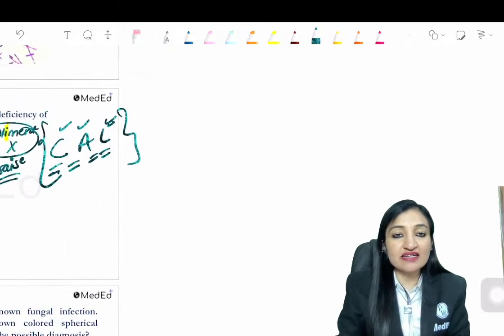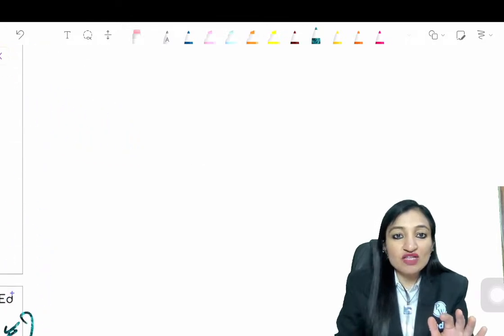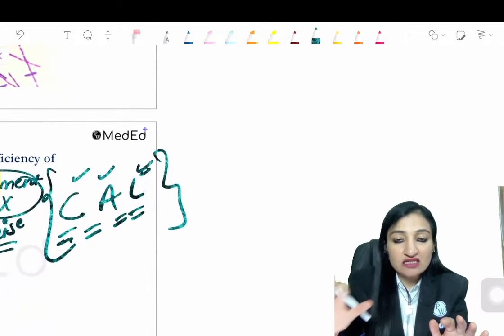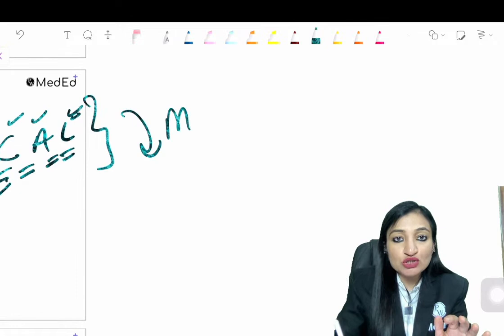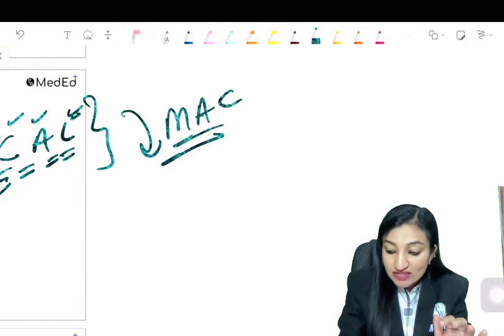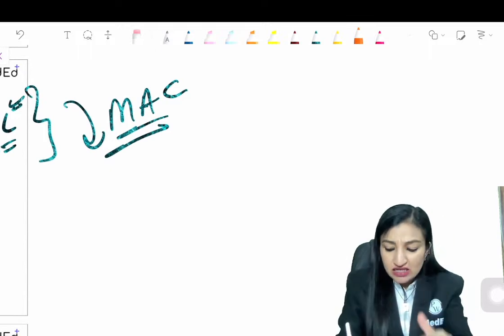One more thing, as I said, I was tempted to tell you. Irrespective of the pathway, that is classical, alternative or lectin pathway, the end result is going to be the formation of the membrane attack complex, which is an amalgamation or union of cylindrical proteins like this.